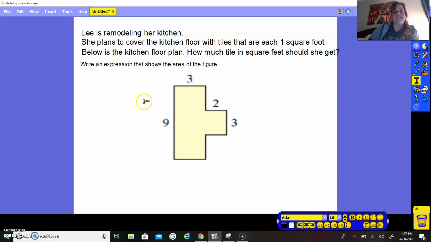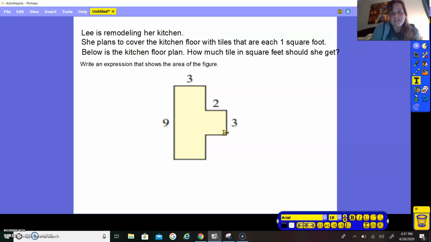So we have this, the kitchen floor plan. If you were to go to Lee's house, this is the way that her house looks. The kitchen looks kind of like this shape, which is kind of an odd shape for a kitchen. Now we have this irregular figure, and we've talked about how to find the area. You can choose to create an array that represents that space, or you could choose to use multiplication to help you with finding the area.